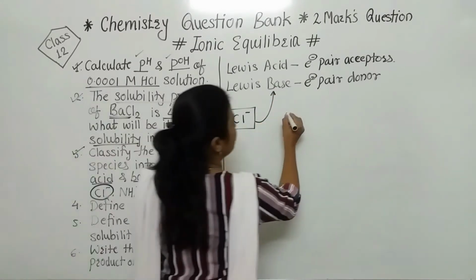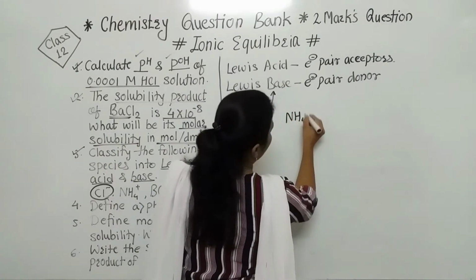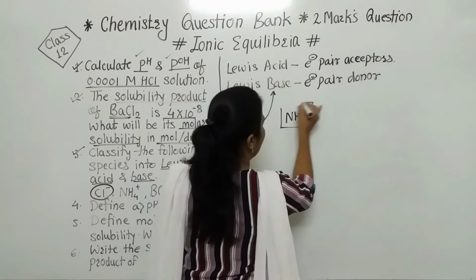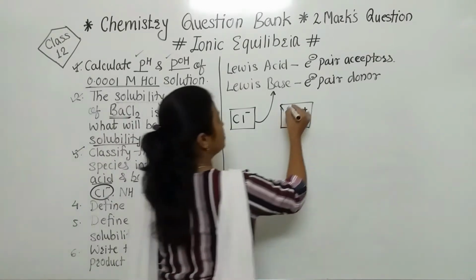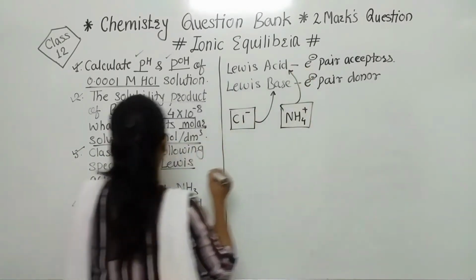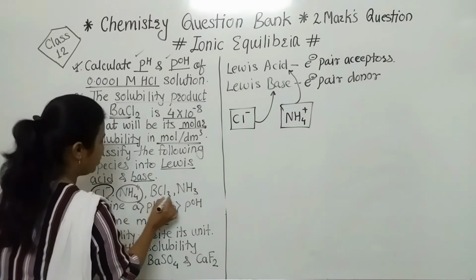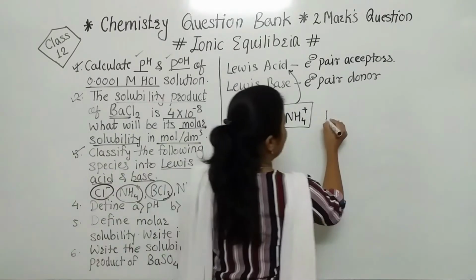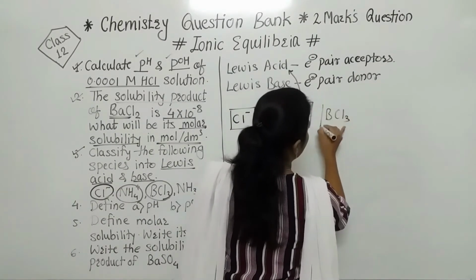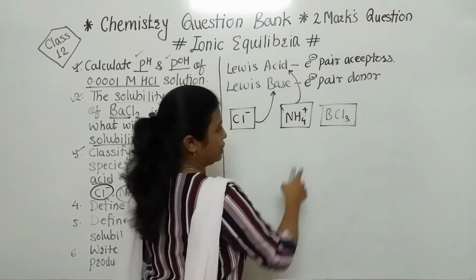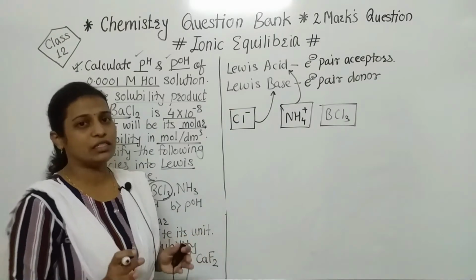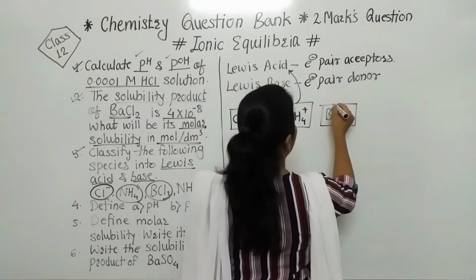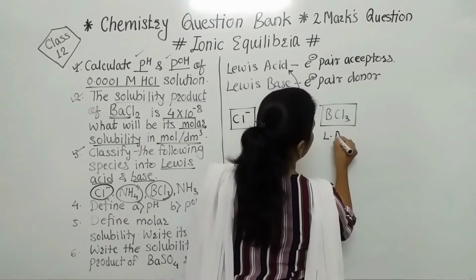Next one, NH4 plus. Here NH4 plus is an electron deficient species because of loss of electron, so it comes under Lewis acid. Next one, BCl3. In BCl3, boron is an electron deficient species, so it will always prefer to gain electrons to complete its octet, and that's why this is also a Lewis acid.